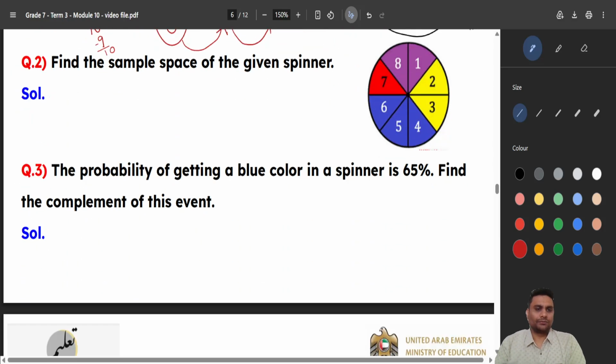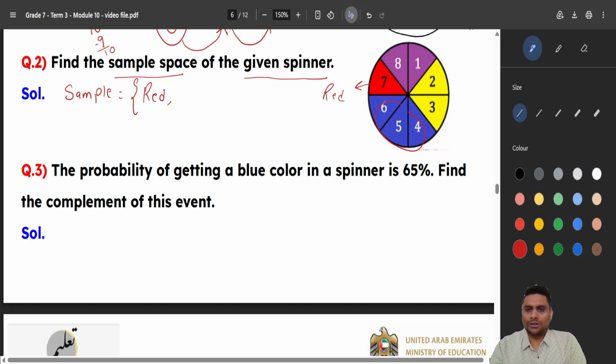Now, next question. Find the sample space of the given spinner. Now check, he needs the sample space only. Sample space means all the different kinds of outcomes, all the different possible outcomes. So I have red color here. So this is one outcome. Let us write red here. Put it inside the parenthesis.